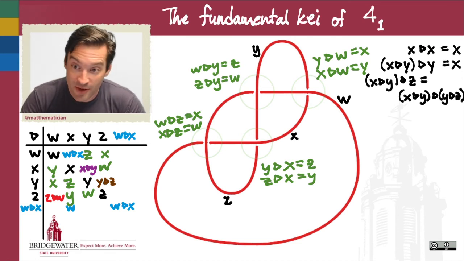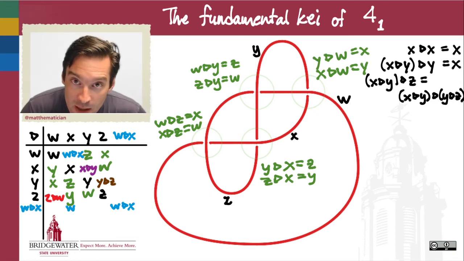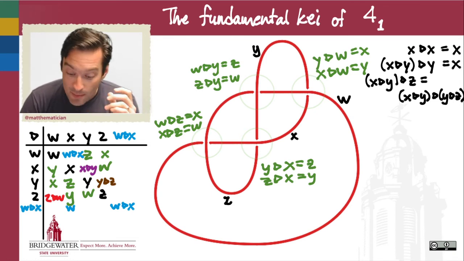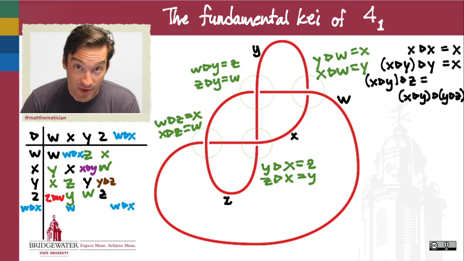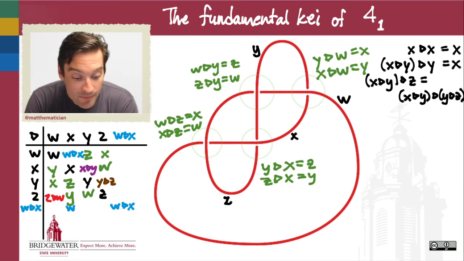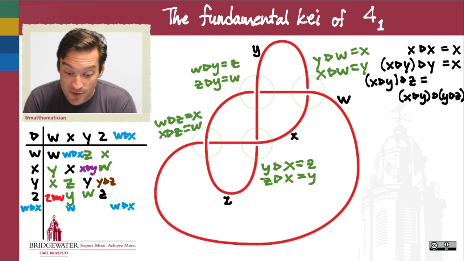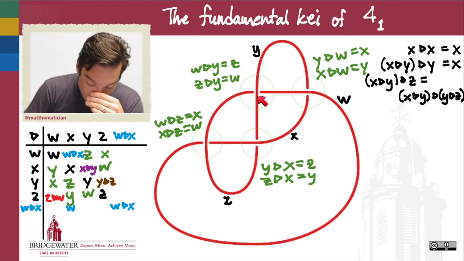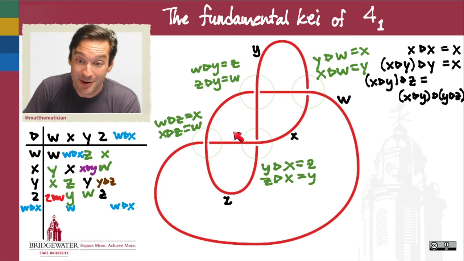The only thing that a fundamental Kei can't do is it can't tell the difference between a knot and its opposite, the reverse. This would be the knot that we would get by reversing all my crossings from overs to unders. Okay? The mirror image, if you like. The Kei can't tell the difference between a knot and its mirror image. And the reason for that is that we have a two-way street going on here, right?